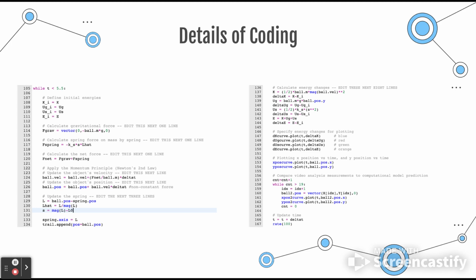So Newton's second law and the momentum principle can be used with the velocity and position update formulas to do this, and then we will calculate L and L hat to update the position of the spring. And when updating energies, energy change is the final energy minus the initial energy. So for example, if you're trying to find the total energy, you would do the final energy minus the initial energy, and then you just loop through that system.